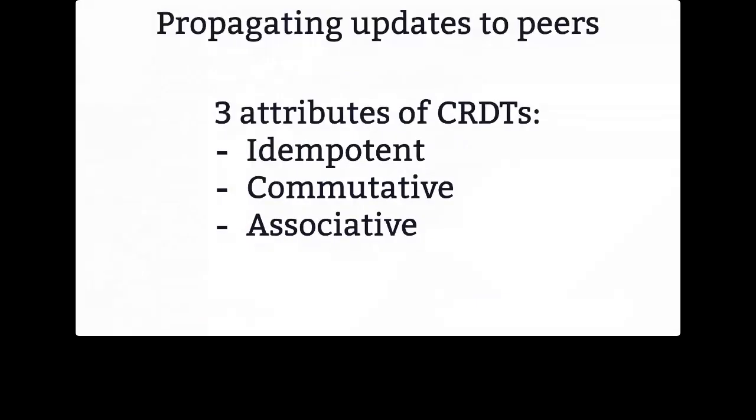Okay, given these properties of CRDTs, you can see that propagating updates between peers is easier and more forgiving than you might imagine, because updates can be passed to peers multiple times without any adverse consequences, and the updates can be passed in any particular sequence, and eventually each peer will converge on the same value.